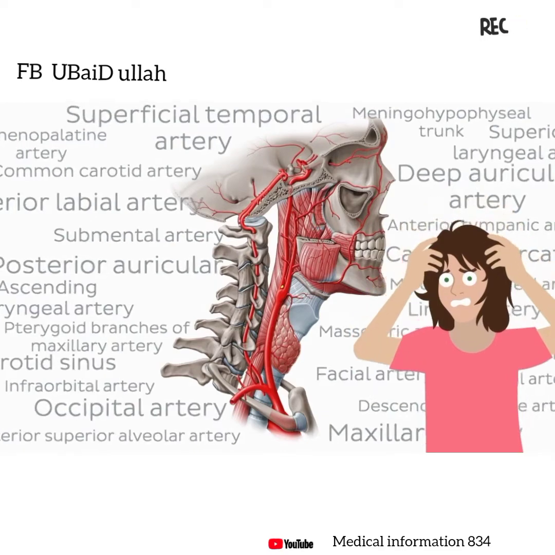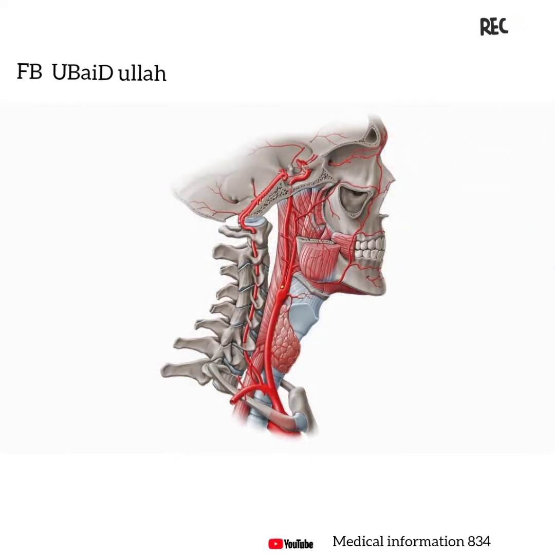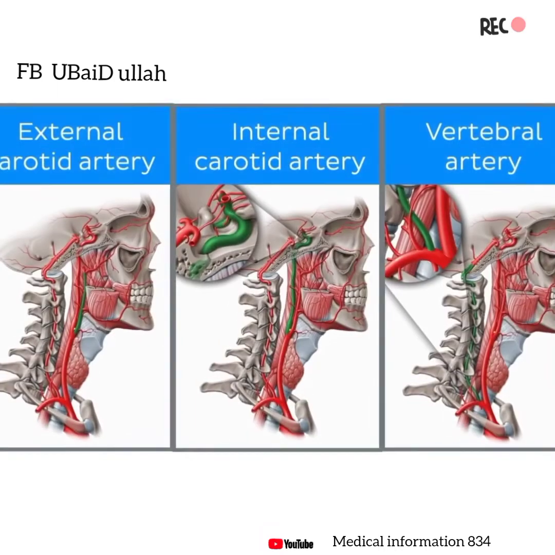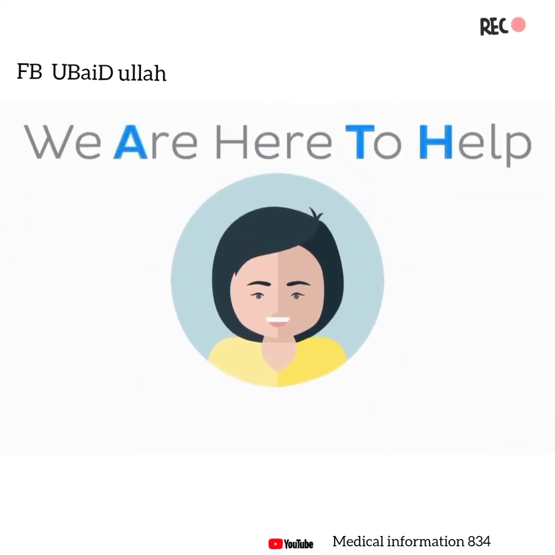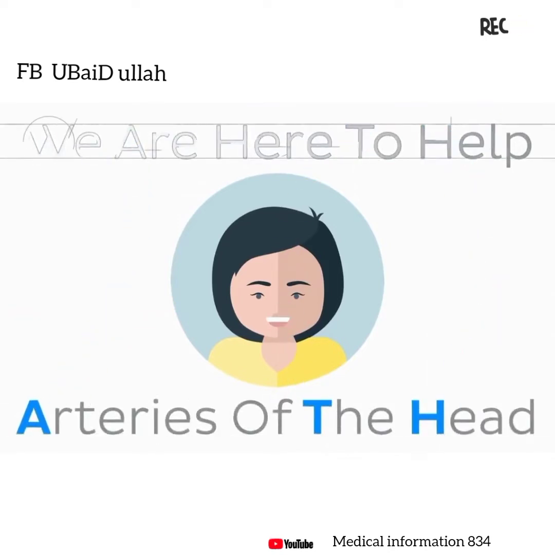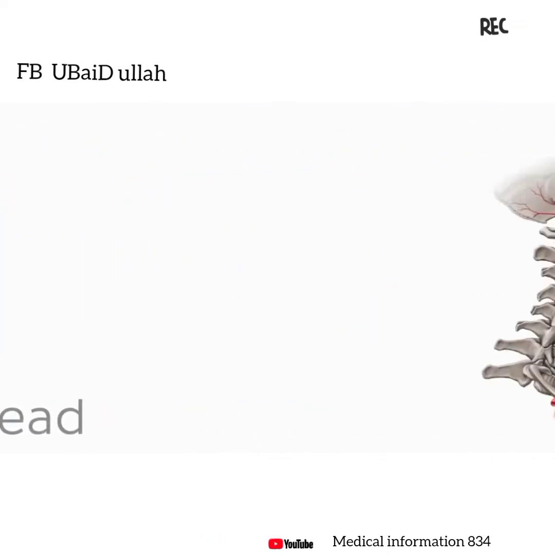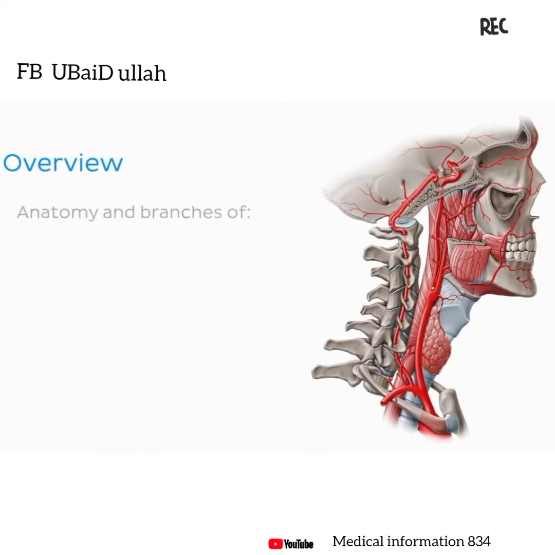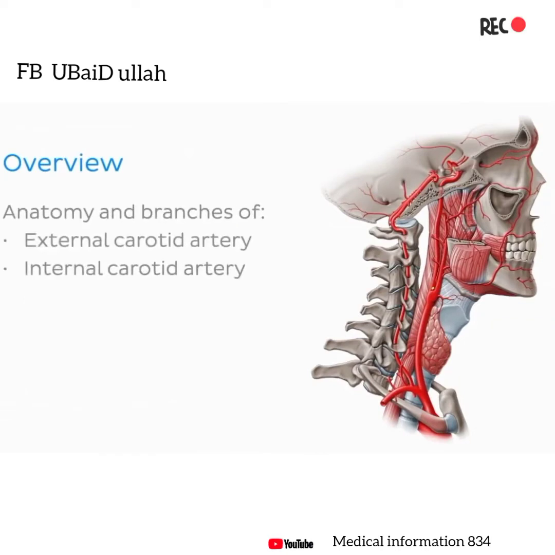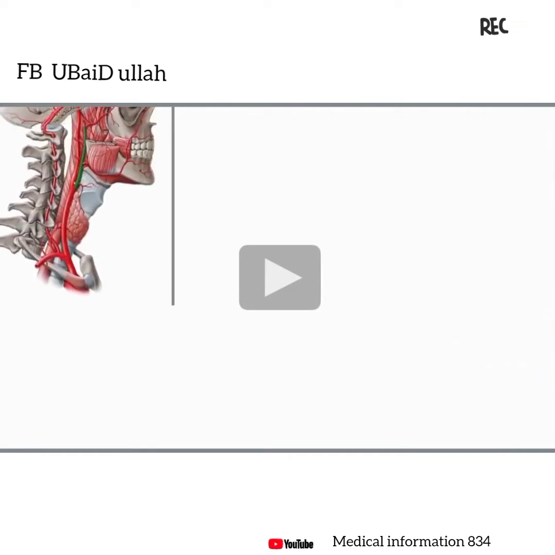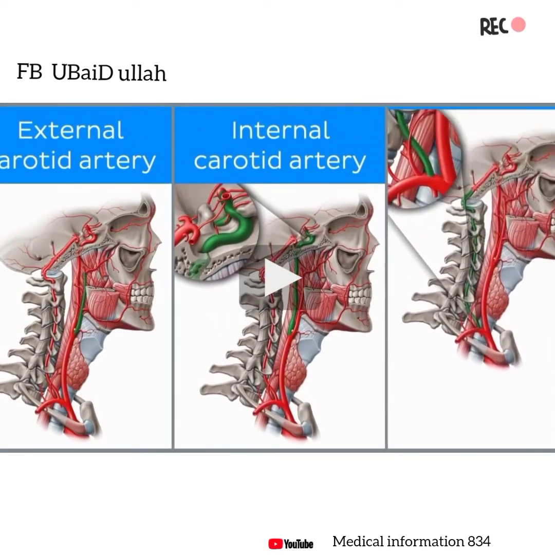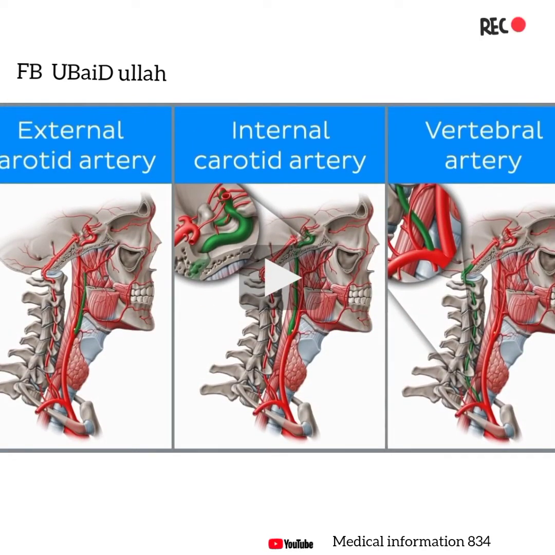We're going to be taking it slow and steady, and we're going to divide this huge family of vessels into 3 main groups. We've also included lots of mnemonics and other memory devices to help you memorize all you need to know. So today we'll be looking at the anatomy and branches of the external carotid artery, the internal carotid artery, and finally the vertebral artery. Feel free to watch this video in parts to make sure that you've mastered the anatomy of one group before moving on to the next one.